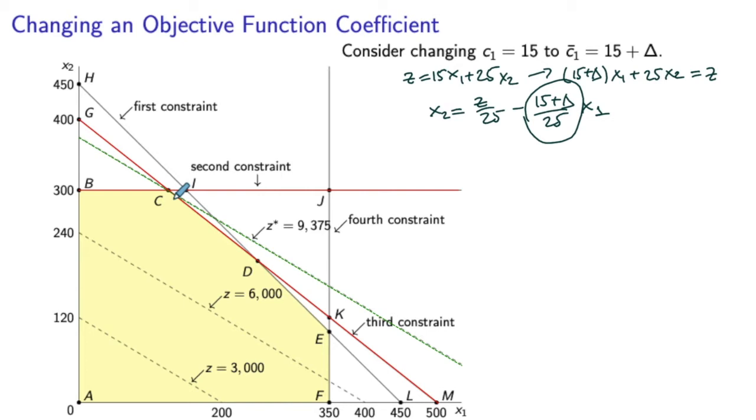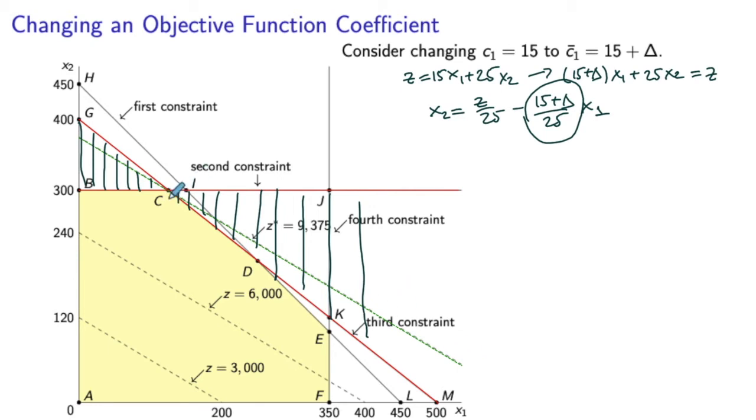Looking at the plot, we can observe that the reason why the point C is optimal is because this green isoprofit line is located within the cone created by these two red lines. The two red lines define this region right here. And the fact that the isoprofit line is within the cone defined by these two constraints is what determines the optimality of this point C.